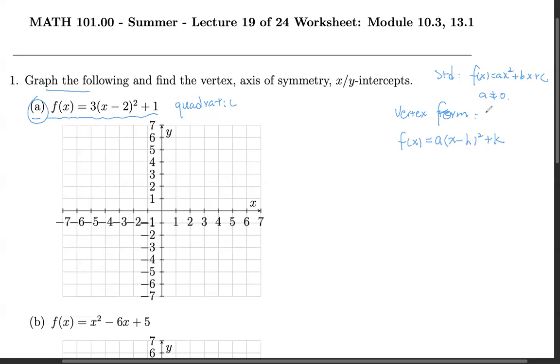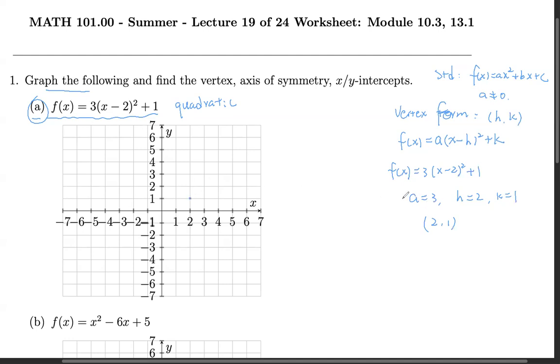In this case, the vertex is h comma k. Compared to the one we have, f of x equals 3 times x minus 2 squared plus 1, 3 is a, so a is equal to 3. x minus 2, so h equals 2, and k is 1. So we know the vertex of this one is 2, 1. The x value 2 is here, 1 is here. So this is the vertex.